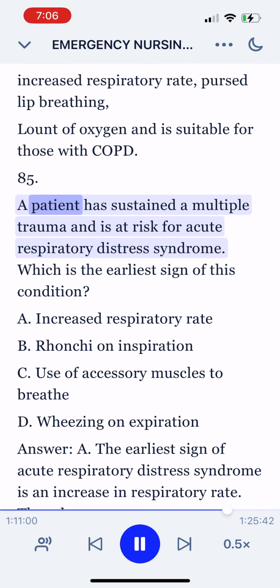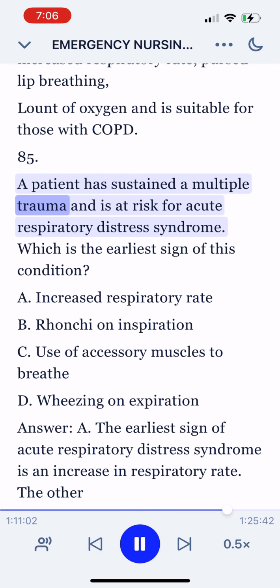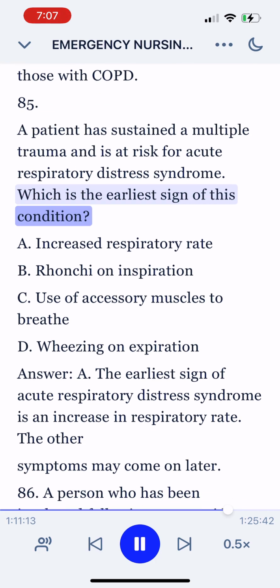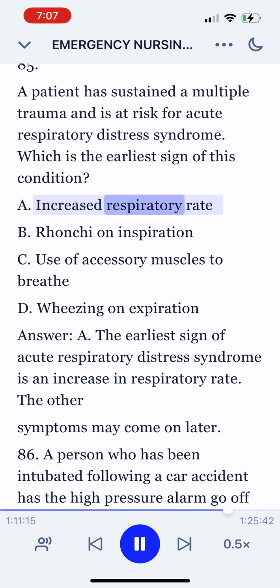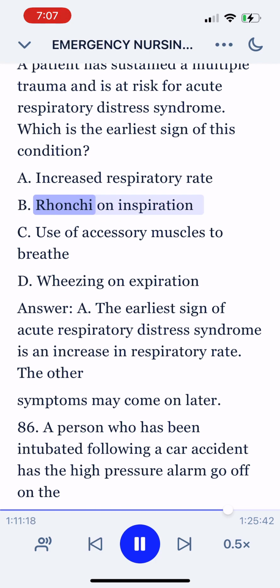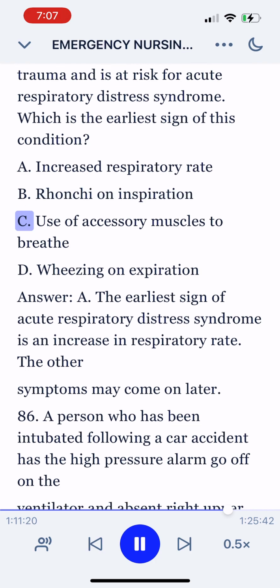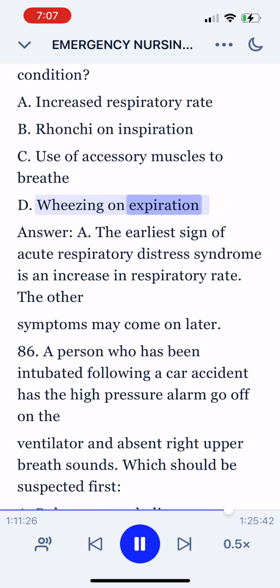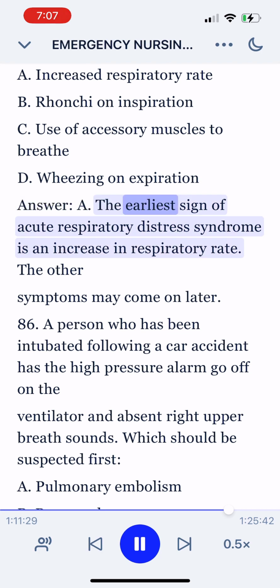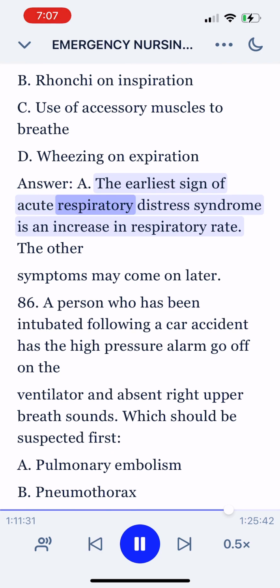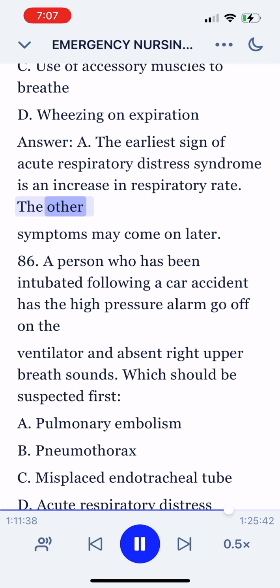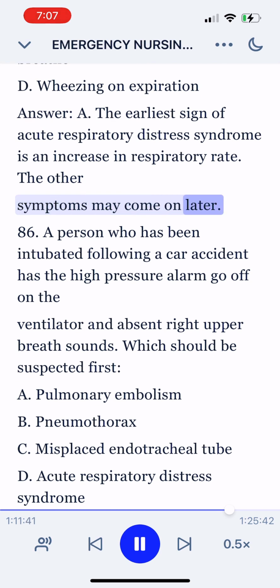85. A patient has sustained multiple trauma and is at risk for acute respiratory distress syndrome. Which is the earliest sign of this condition? A. Increased respiratory rate. B. Rhonchi on inspiration. C. Use of accessory muscles to breathe. D. Wheezing on expiration. Answer A. The earliest sign of acute respiratory distress syndrome is an increase in respiratory rate. The other symptoms may come on later.